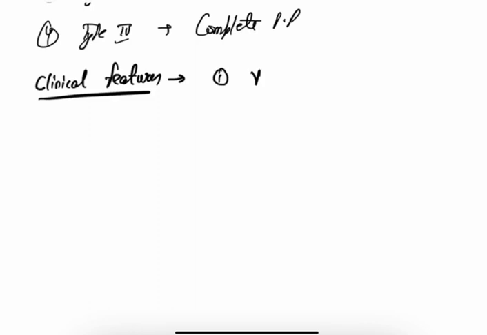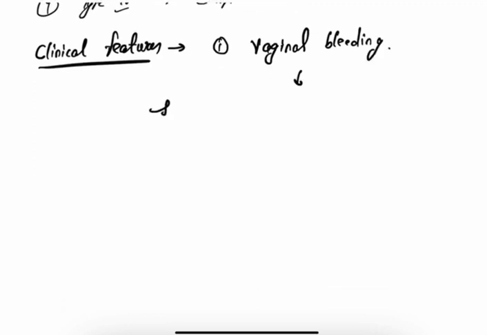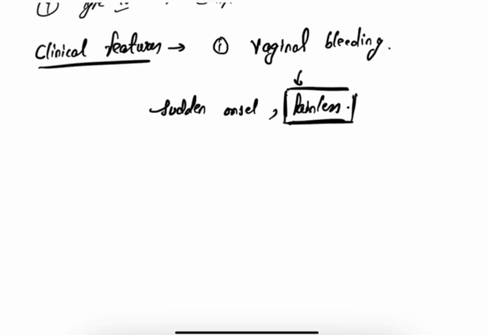The patient will present to us with vaginal bleeding that is sudden in onset and painless. So placenta previa bleeding is painless, while the bleeding in placental abruption is painful bleeding. What is placental abruption? We will study it in another video.